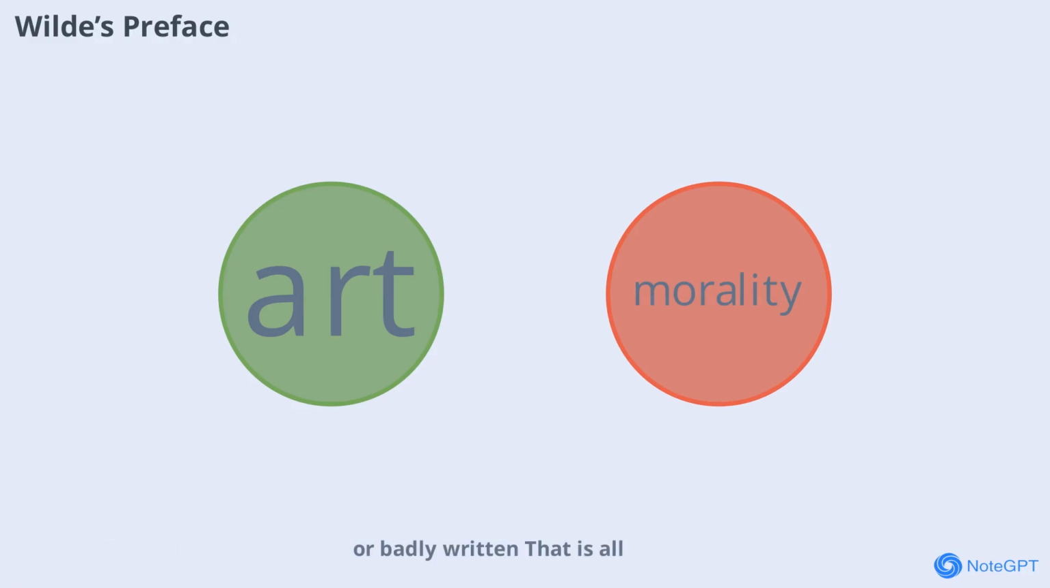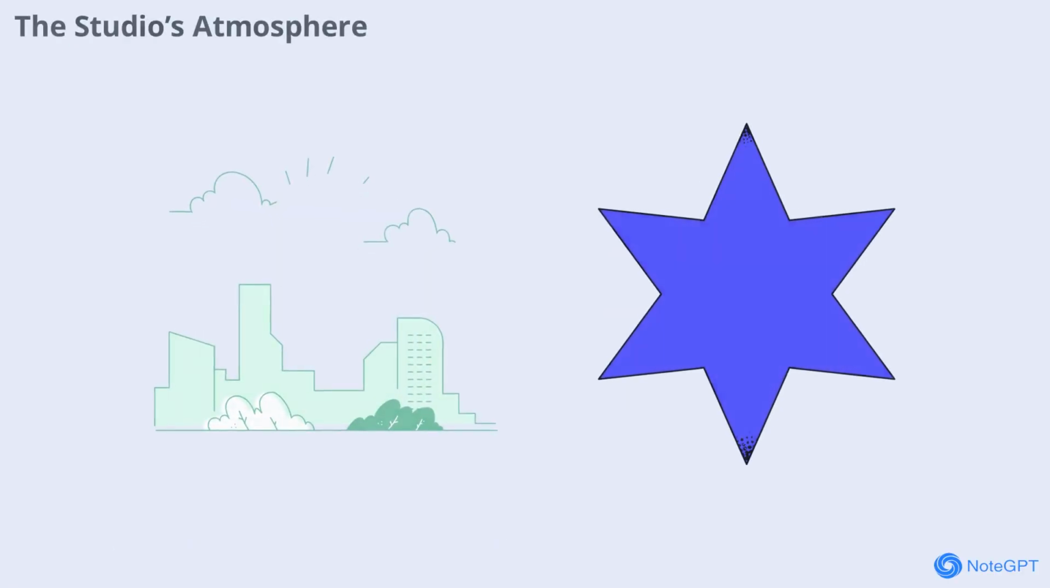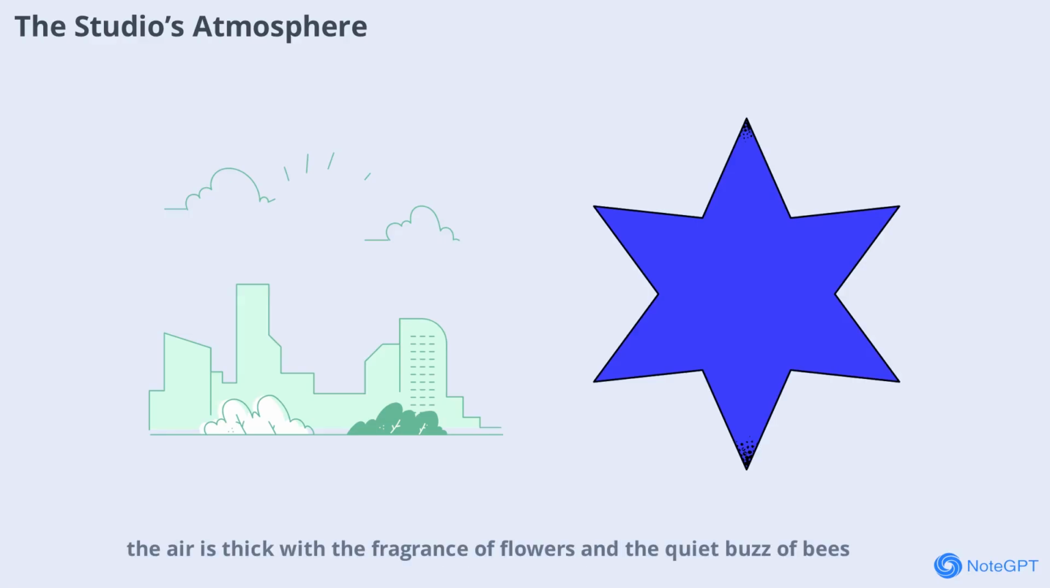This radical stance invites us to consider art as something pure, not to be tainted by ethical concerns. The preface sets up the philosophical foundation for the story, challenging readers to look beyond surface judgments and embrace the complexity of beauty and meaning. As we transition into the narrative, Wilde's words echo, reminding us that the story ahead will blur the lines between art and life.